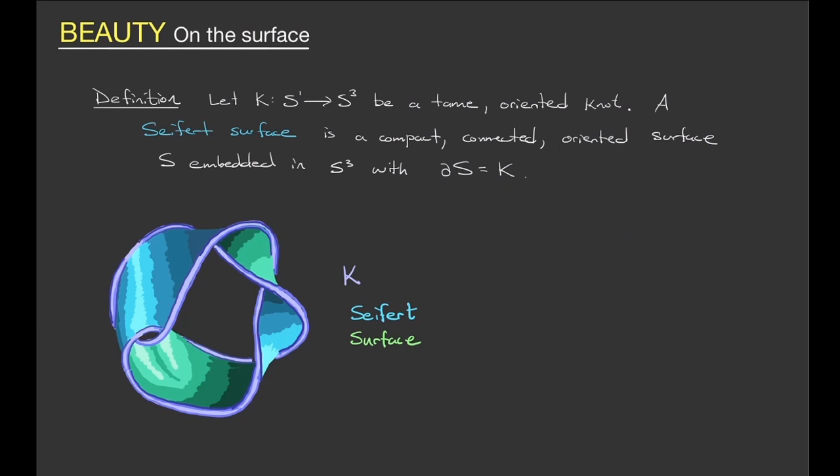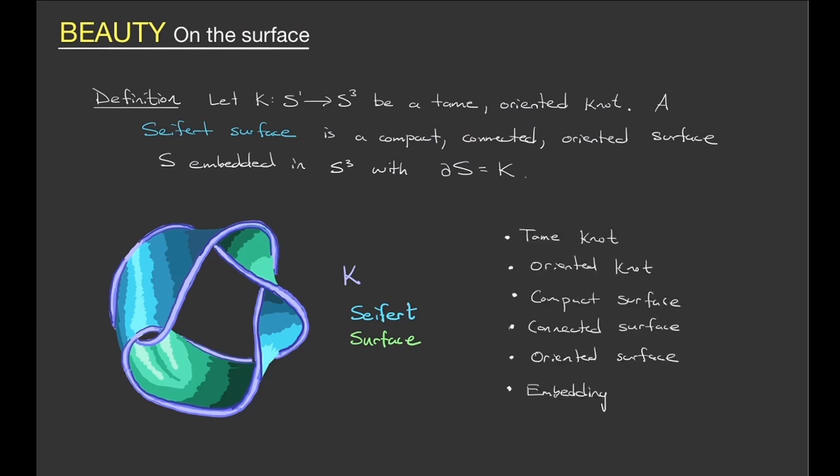Now, there are many terms that may not be familiar. We mentioned tame, oriented knot, an oriented surface, connected surface, compact. We talked about connected, and I mentioned what tame and oriented are, but we haven't looked at compact yet. So there's a lot of different terms for us to suss out, and we won't go into detail with all of these, but we want to get an idea before we proceed. So let's look at tame knots, oriented knots, compact surfaces, connected surfaces, oriented surfaces, and even then, let's talk about what an embedding is. And we'll just run through this briefly.